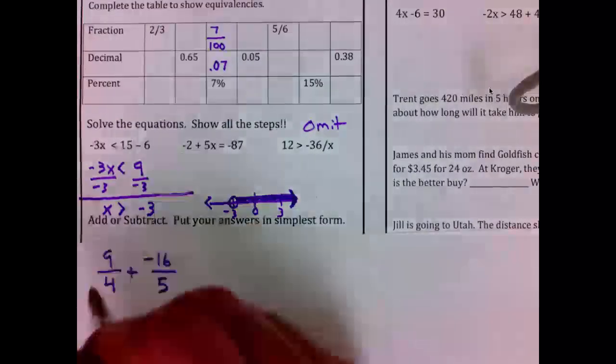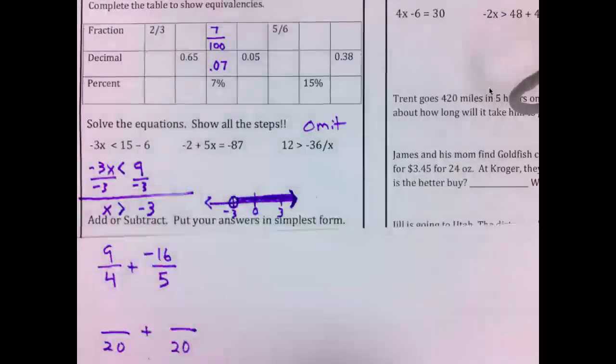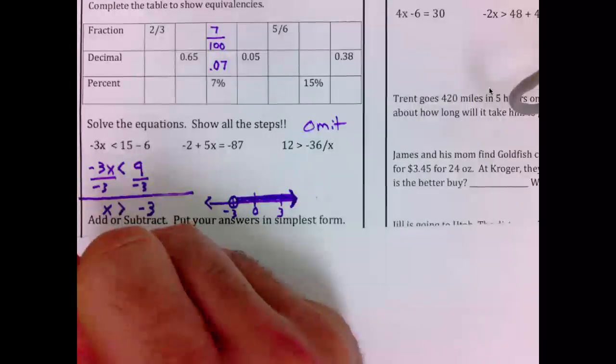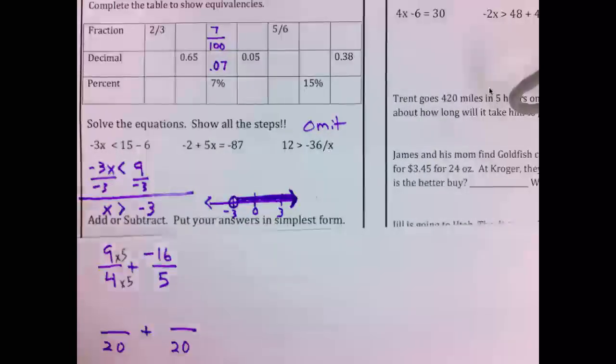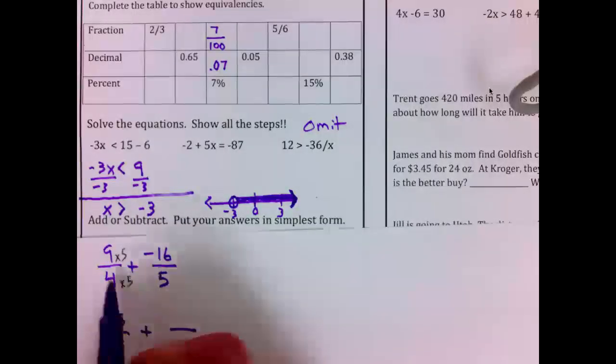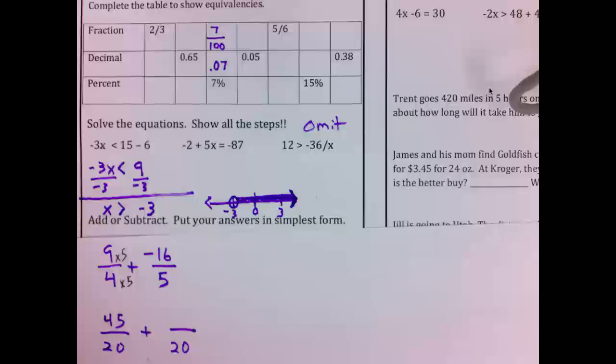So, question, 4 times what gives 20? Well, 4 times 5. Thus, I must multiply the numerator by 5 as well. So, 9 times 5 is 45. 9 over 4 is equivalent to 45 over 20.